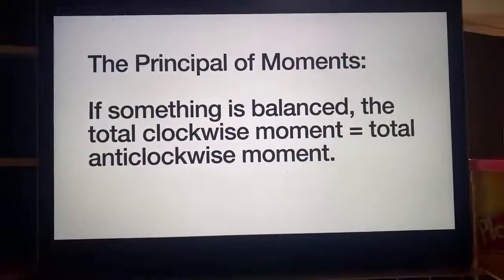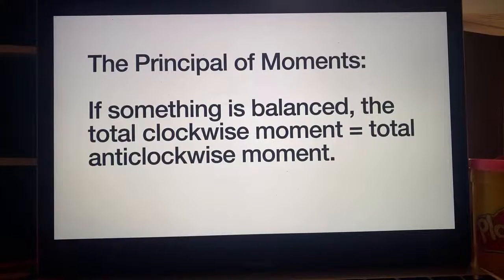And this is the principle of moments, which is so important I wrote it down. The principle of moments: if something is balanced, the total clockwise moment, everything trying to push the seesaw turning in the clockwise direction, is equal to the total anti-clockwise moment.